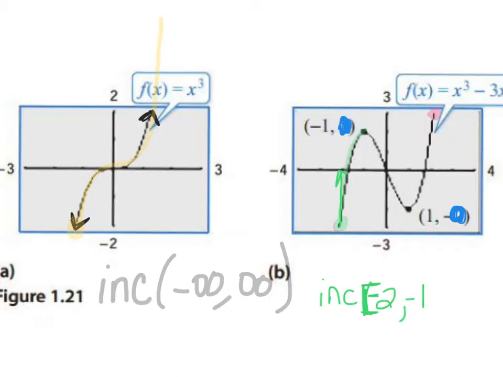Oh, why did I put a bracket? My bad. Remember I told you guys always parentheses for intervals of increase and decrease? Not paying attention.